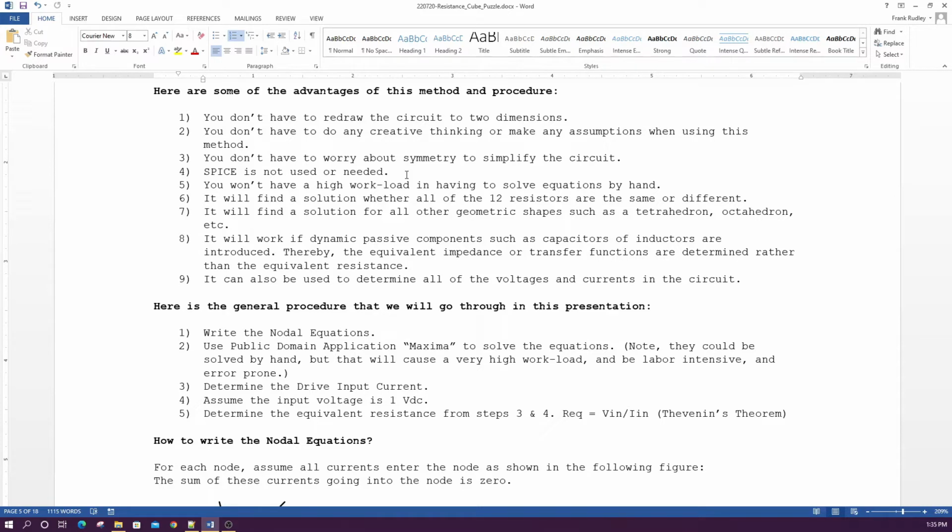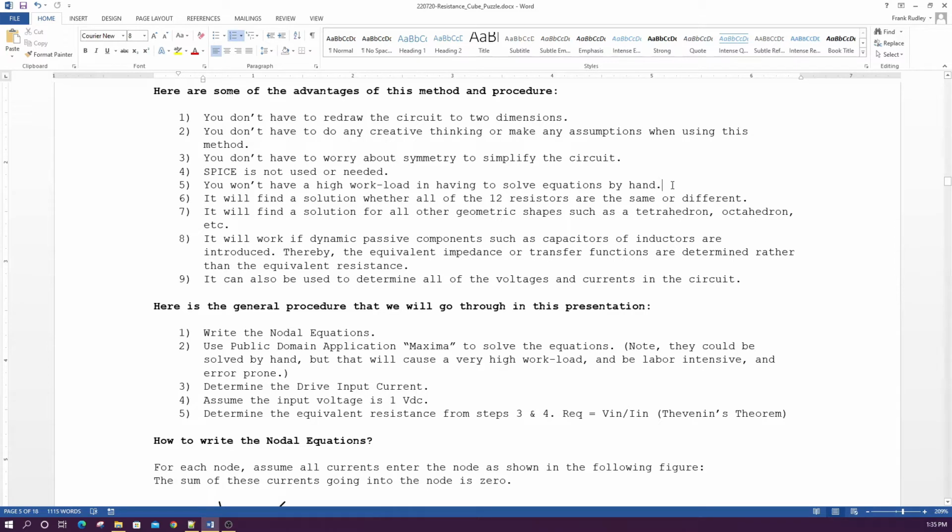Sometimes SPICE will give you voltages and currents, but it doesn't tell you why. You don't see the way the circuit works. So this way you'll be able to mathematically understand what's going on a little bit better. Case 5, you won't have a high workload in having to solve the equations by hand.